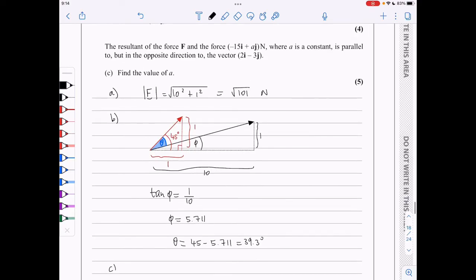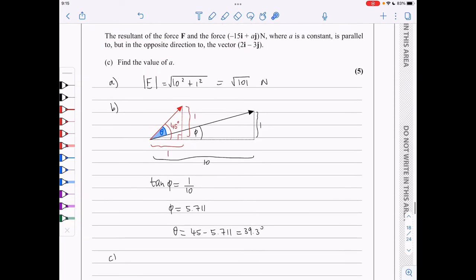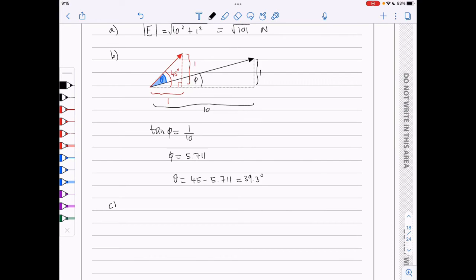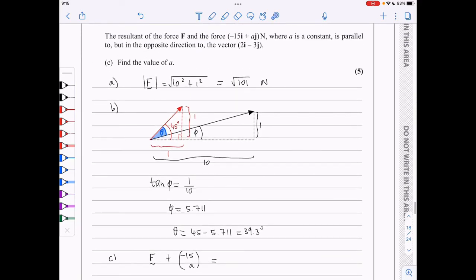In C, we're being told that the resultant of F and this force here, where A is a constant, is parallel to but in opposite direction to the vector 2i minus 3j. We need to find the value of A. First of all, the resultant means the sum of the forces. So if I add up F and this force of minus 15i plus Aj, this is parallel but in opposite direction to 2i minus 3j.